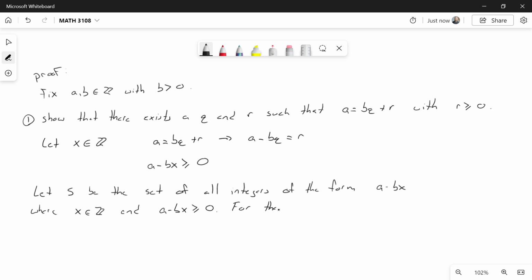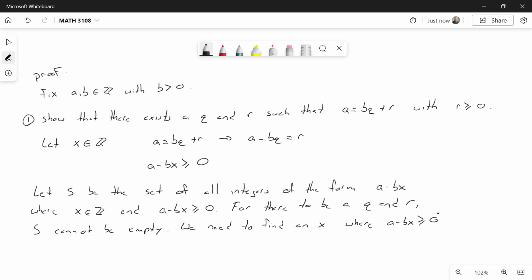So for there to be a Q and R, S cannot be empty. Let's put a comma there. So we need to find an X where A minus BX is greater than or equal to 0. Because as soon as I have that X, then I have that remainder from there.